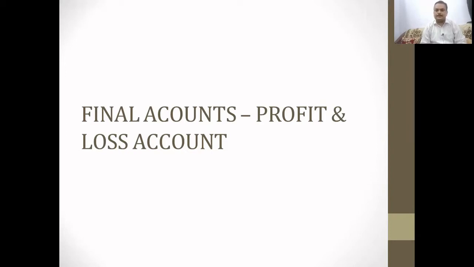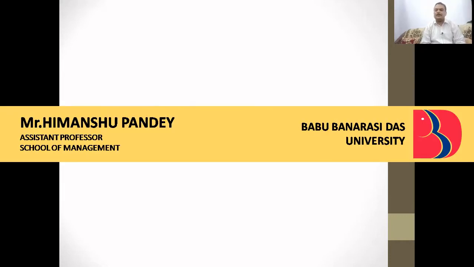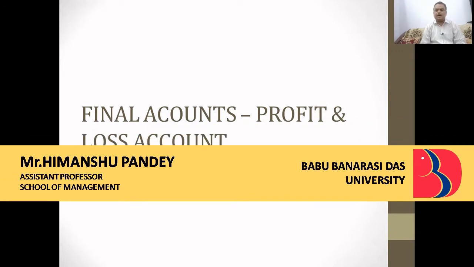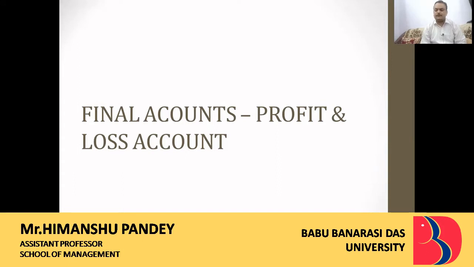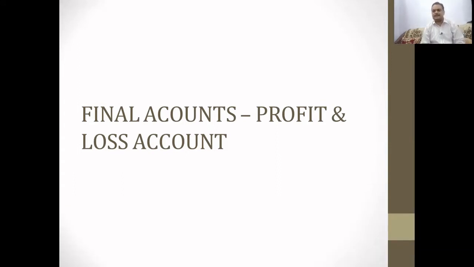In today's lecture, we are going to start the profit and loss account. In the previous lecture, in our final account, we already discussed that there are two statements in final account. Number one is the income statement and number two is the balance sheet. In the income statement, there are further two classifications: the first is the trading account and the second is the profit and loss account. So we already discussed the trading account.